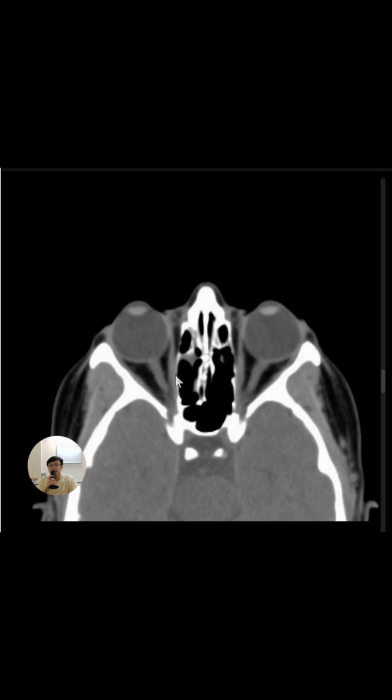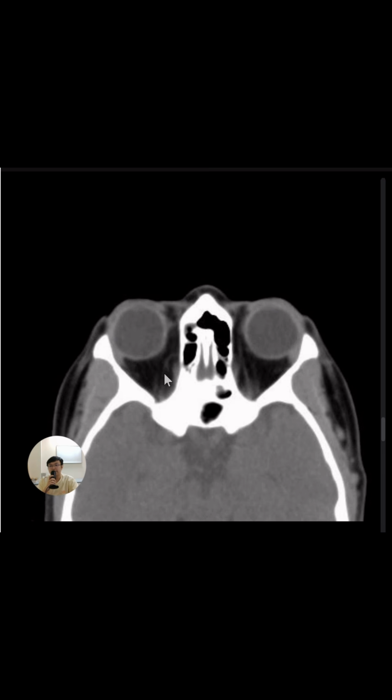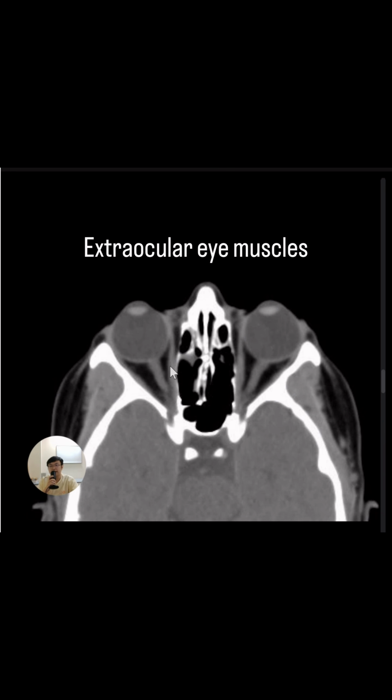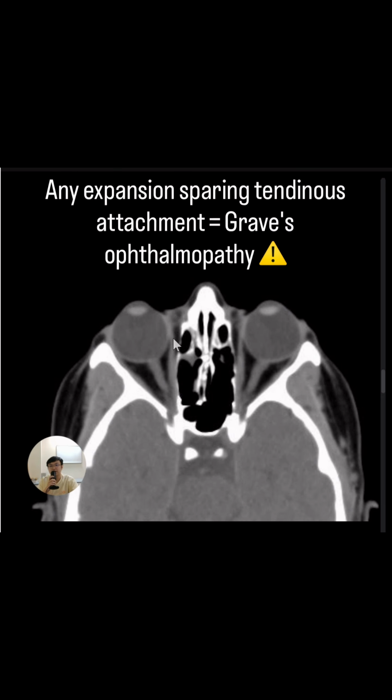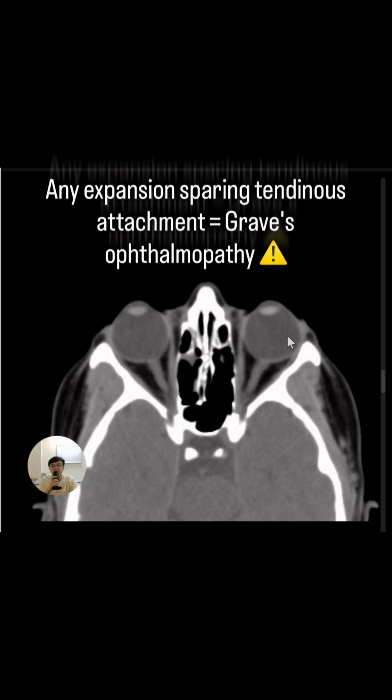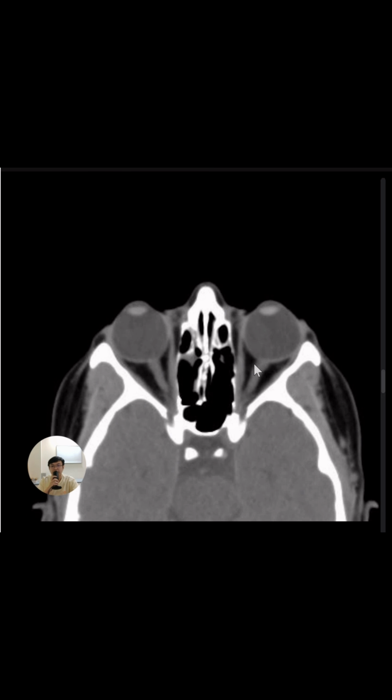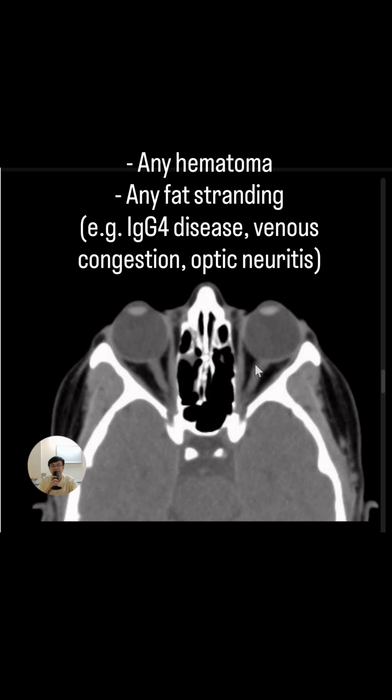And then eventually we can also take a look at various parts of the extraocular eye muscles. One thing that is especially advantageous on axial plane is whether there is expansion relatively sparing the tendon junction. Okay, this will be very classical for Graves' ophthalmopathy. And then also the bilateral retrobulbar fat plane. Whenever we have hematoma or even inflammation of all the soft tissue, including optic neuritis, there can be stranding.